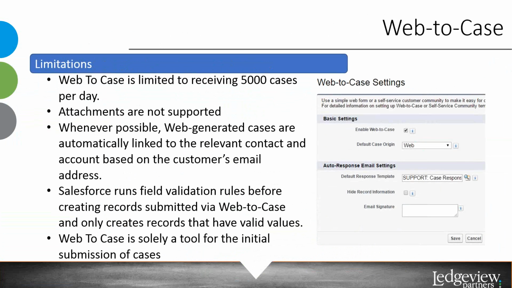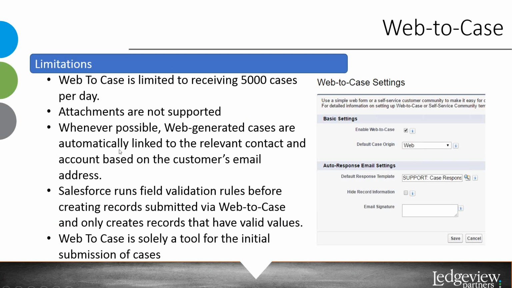All right, so there's some prerequisites, and then some limitations. So let's talk a little bit about what the limitations of this capability are. This capability sounds great, but where am I going to run up against some limits? One is you can only receive up to 5,000 cases per day. Hopefully most of you don't have that many cases coming in, but there could be some large organizations that do. So web to case does stop at 5,000 cases per day. Attachments are not supported, so there isn't a great way with web to case for your customers to attach something, like a picture of their issue. This does not have that capability.